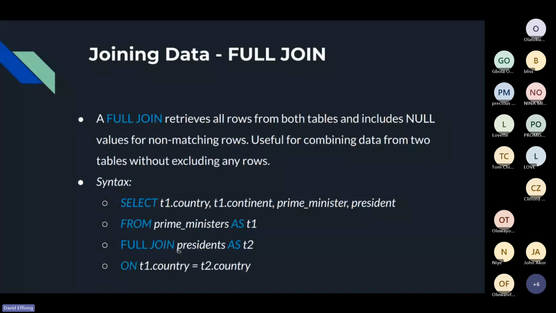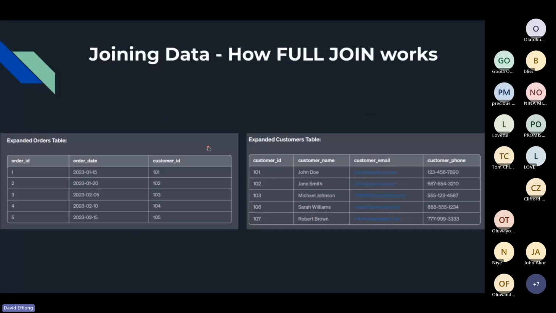The final kind is the full join. Full join is basically the combination of a left join and a right join. It retrieves all the rows from both tables and includes null values for non-matching rows. Let's see an example. It's going to include all the values: 101, 102, 103, 104, 105, 106, and 107.